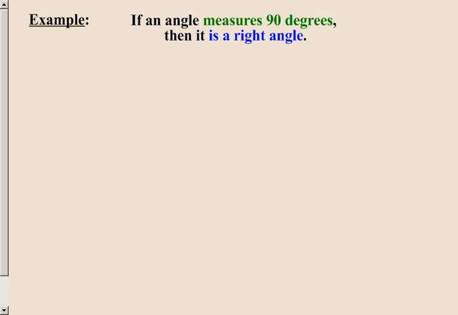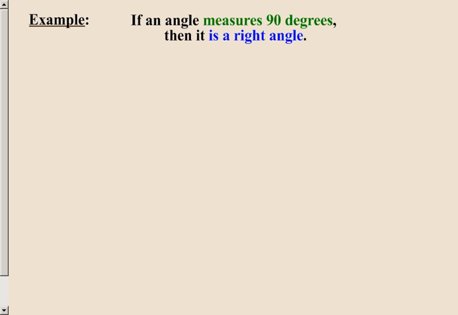Okay, I think you've probably got the idea here, but I'm going to run you through an example real quick. Let's look at a new conditional statement. If an angle measures 90 degrees, then it is a right angle. Please copy this down. We're not finished yet.